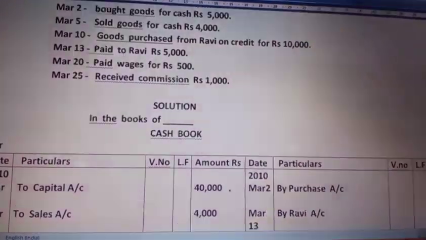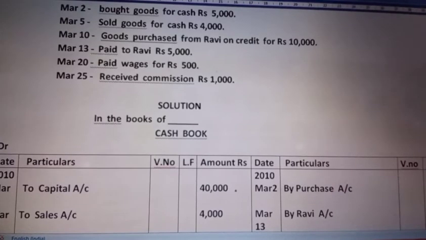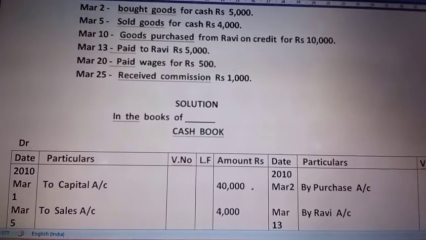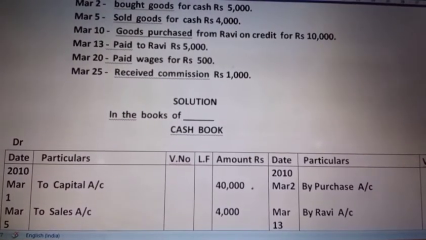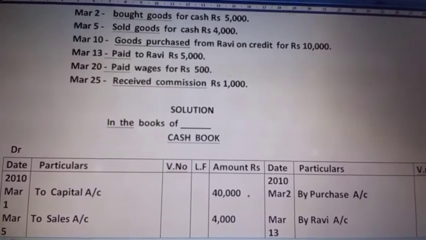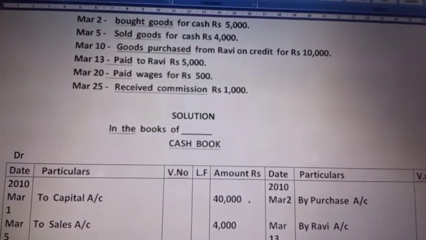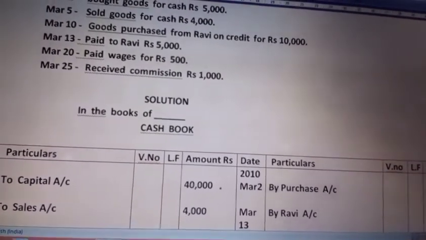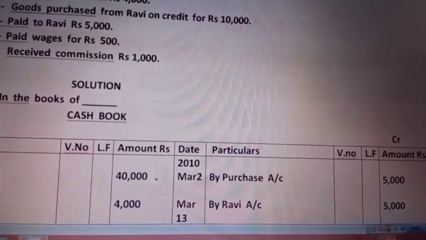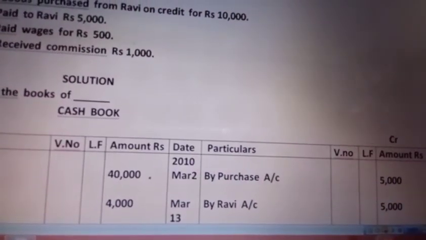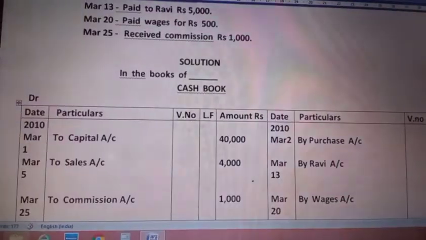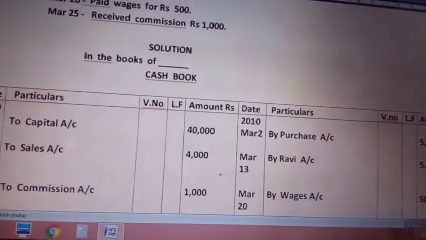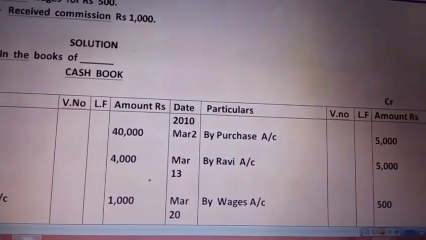Okay, now come to the transaction of March 5th, sold goods for cash rupees 4,000. So here on 5th March we have to write it as to sales account rupees 4,000 since it is a cash sale. Okay, then March 13, paid to Ravi rupees 5,000. That means it is decreasing the cash account balance. So by Ravi account in credit side, March 13, will be rupees 5,000. Okay, now next we have March 20, paid wages rupees 500. So in the credit side we write it as by wages account rupees 500.